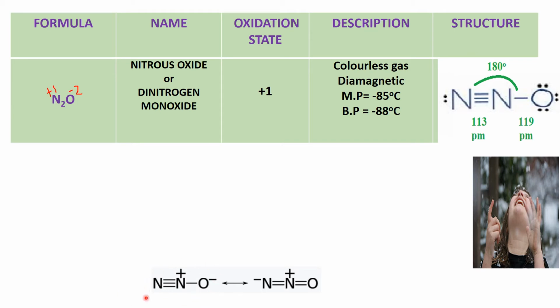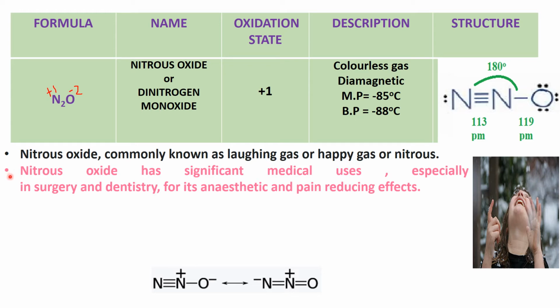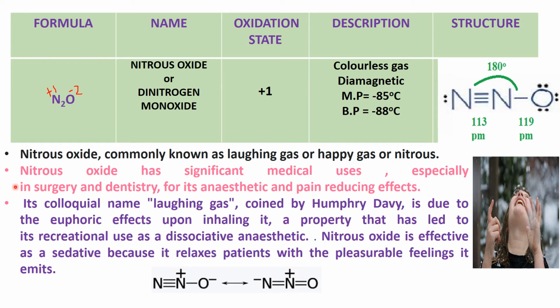It is also a resonance hybrid of two resonance structures, that is N triple bond N+ O-, in equilibrium with N- double bond N+ double bond O. Nitrous oxide, commonly known as laughing gas or happy gas or simply nitrous. Nitrous oxide has significant medical uses, especially in surgery and dentistry, for its anesthetic and pain reducing effects.